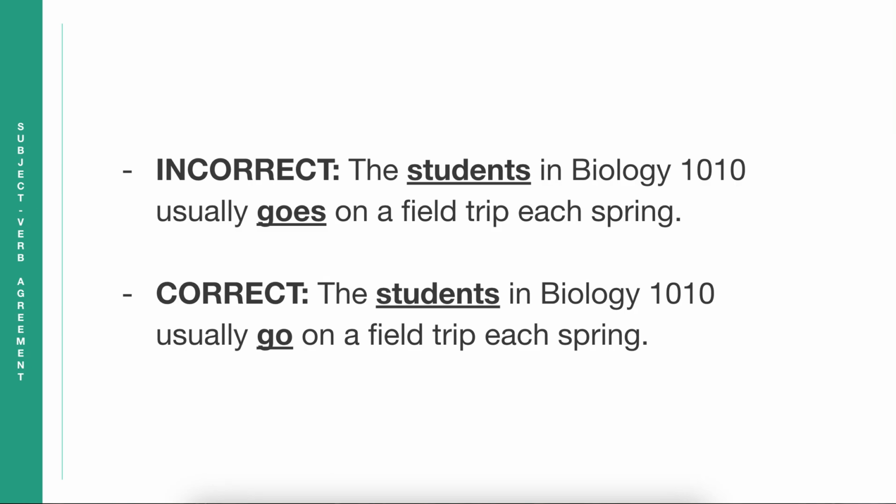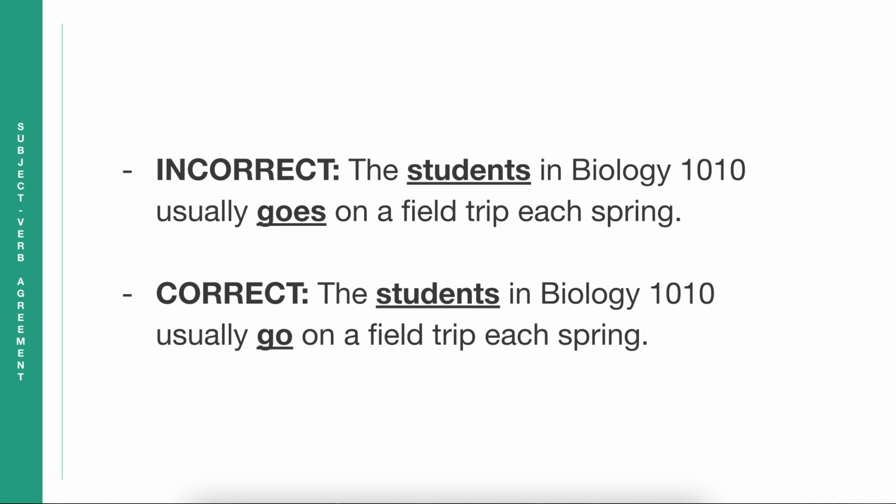Now, an easy way to remember this and an easy way to check for this is to think to yourself that between the subject and the verb, you only get one S. So in other words, if there is an S at the end of the subject, there probably should not be an S at the end of the verb. The flip side also applies. If there is an S at the end of the verb, there probably should not be an S at the end of the subject. So let's look at the correct example. The students in biology 1010 usually go on a field trip each spring.